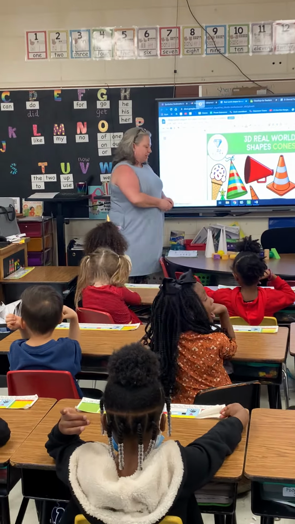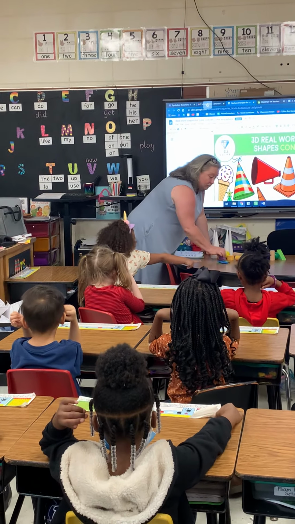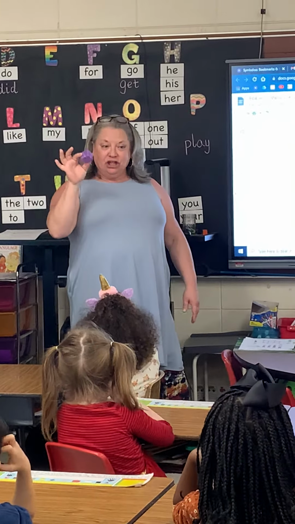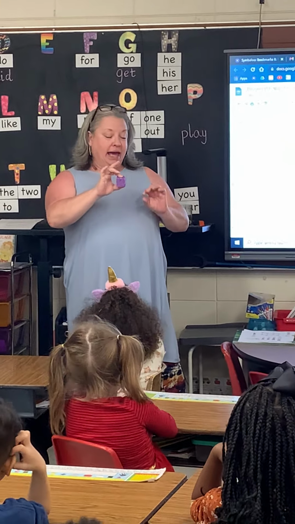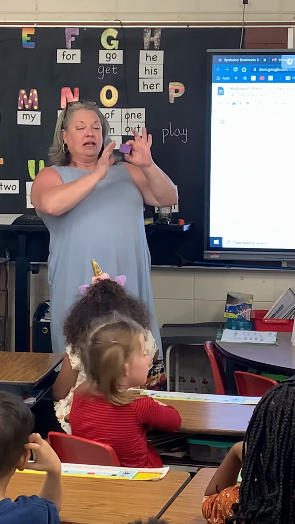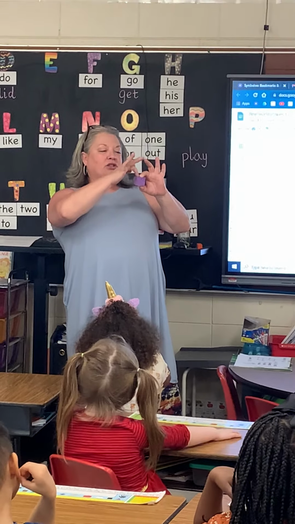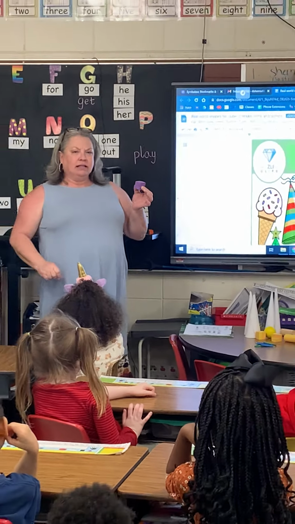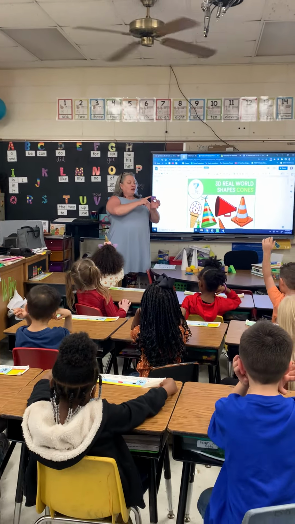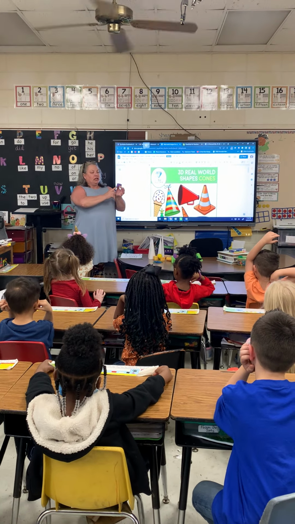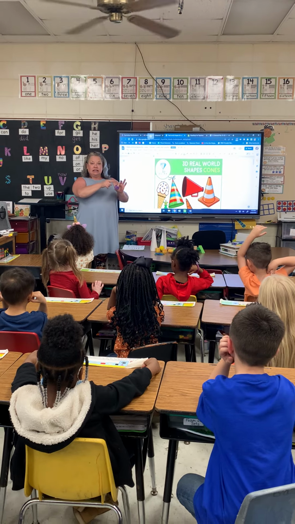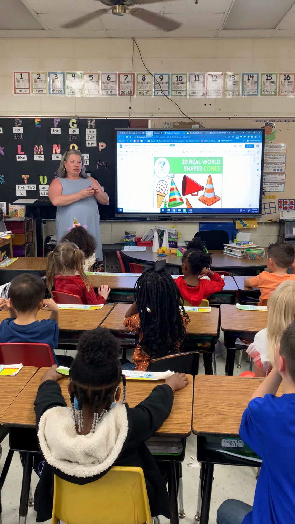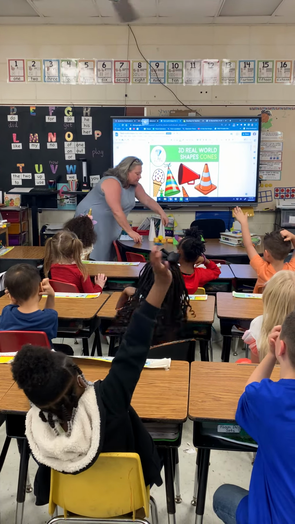Now I want to show you something. Do you know what this is called? Cube. A cube. And a cube has, let's count them, how many flat sides? 1, 2, 3, 4, 5, 6. Let's count how many corners it has. 1, 2, 3, 4, 5, 6, 7, 8. Does it have any curved sides? No.